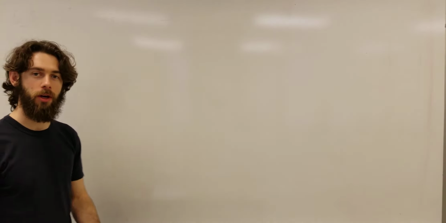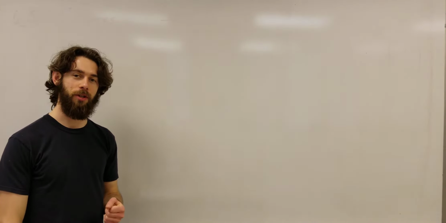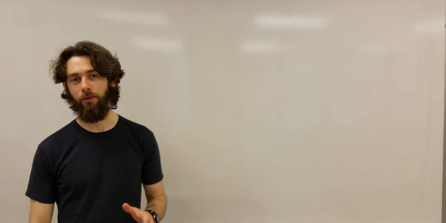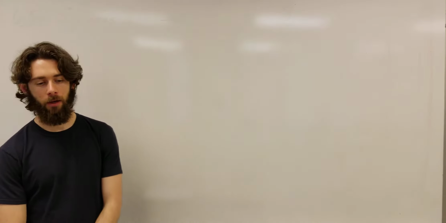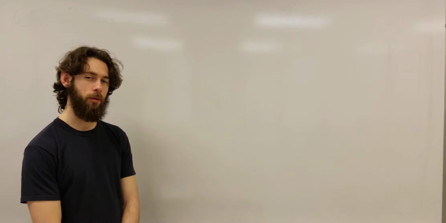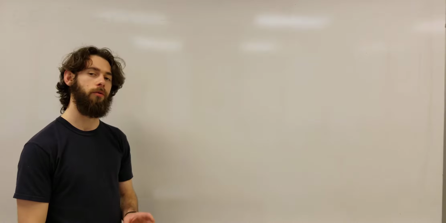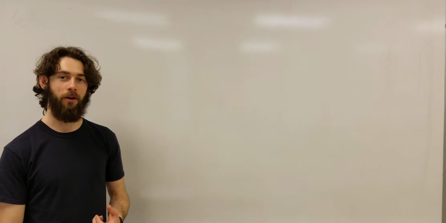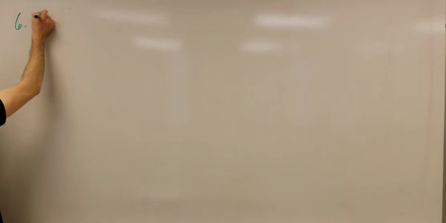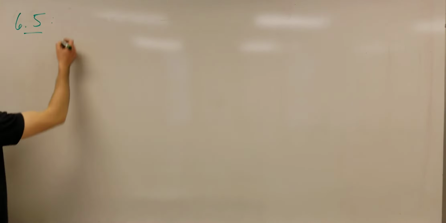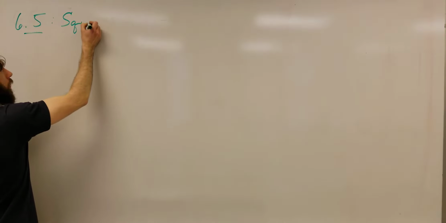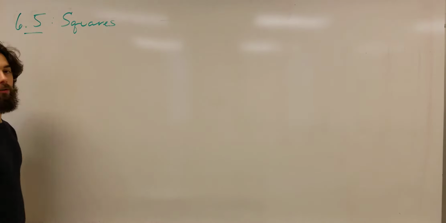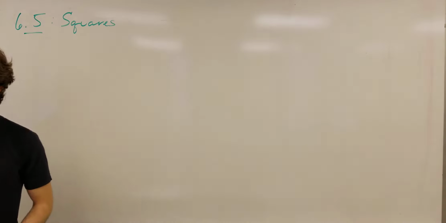Okay, so now we're going to talk about some special factorizations that can be used as shortcuts when you're factoring polynomials. You will notice that these are pretty similar. In fact, they're kind of the reverse version of some of our special products that we talked about back in chapter 5. So from section 6.5 in our book, I'm just going to call this squares. So these are factorizations that involve squared terms.